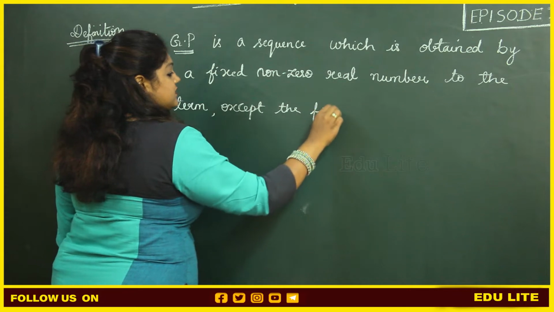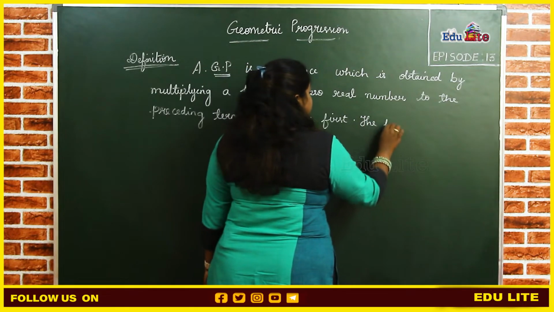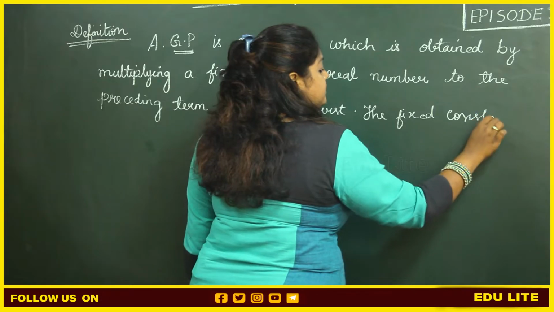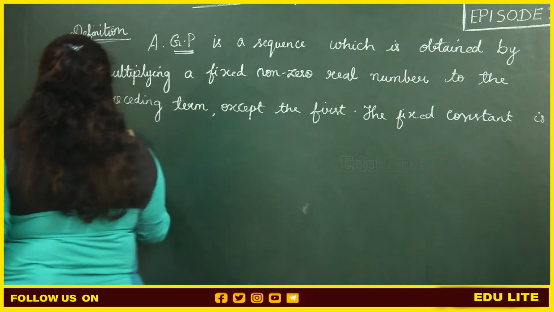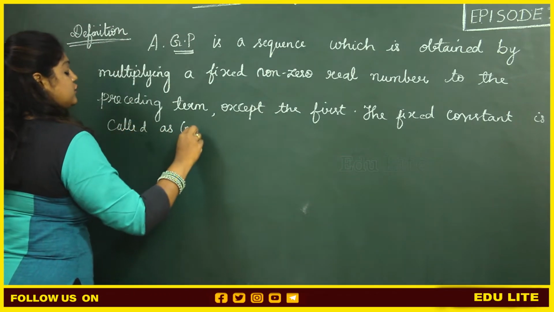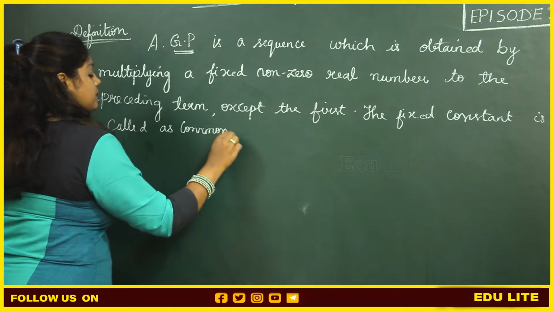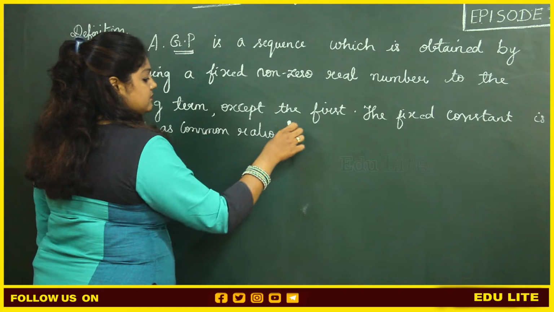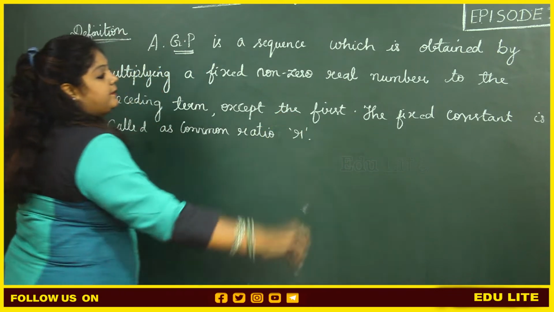Except the first term, the fixed number is called the common ratio, and the common ratio is denoted by R.